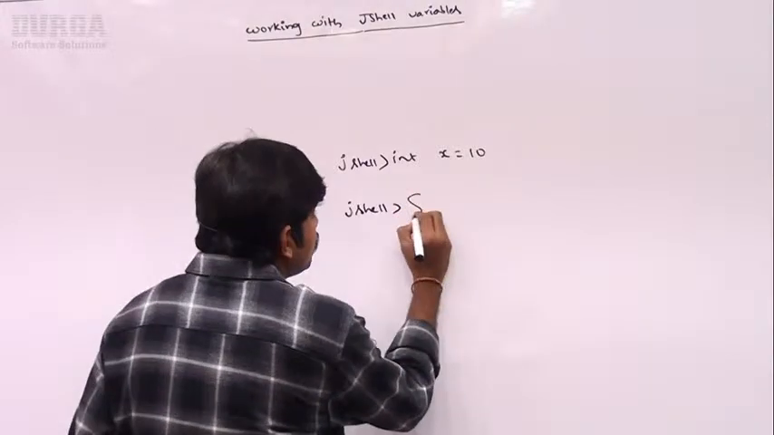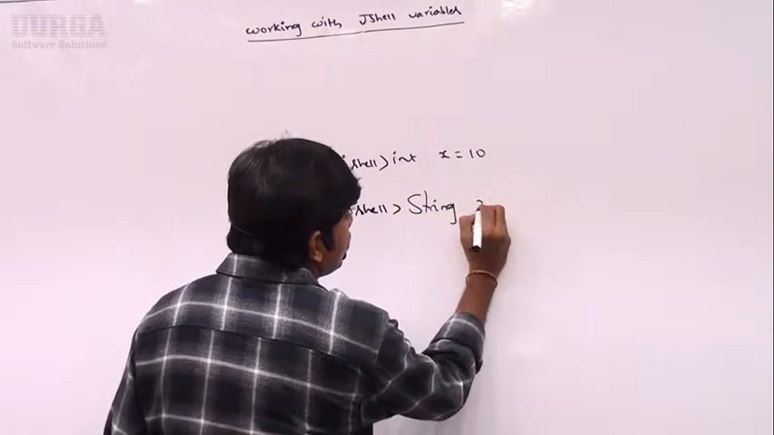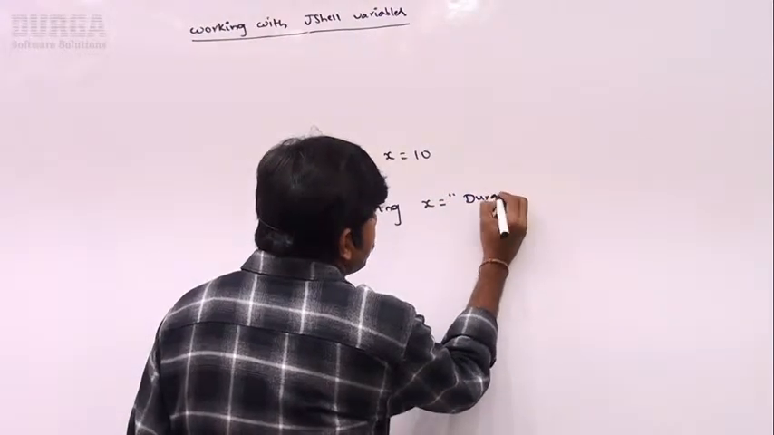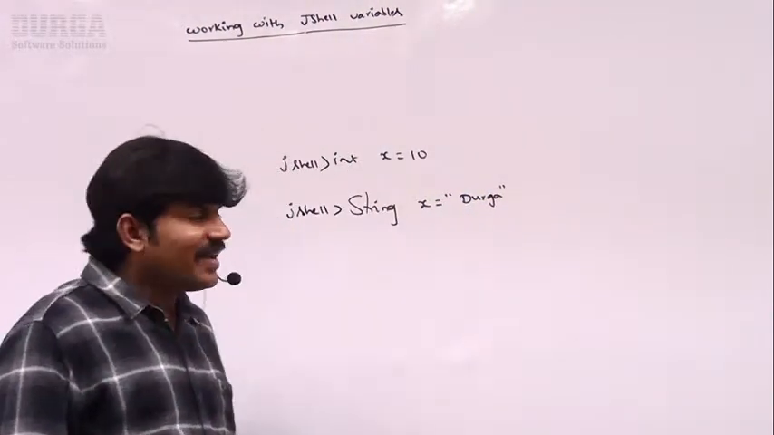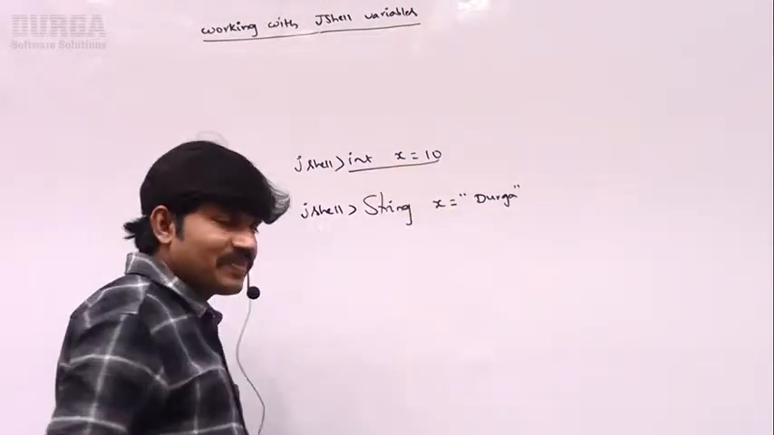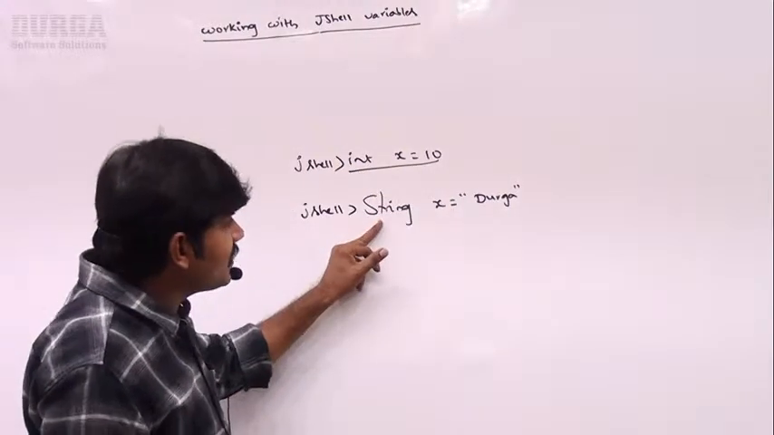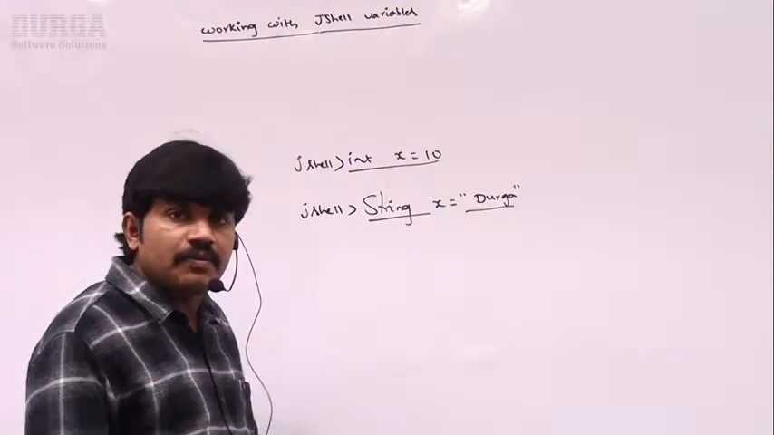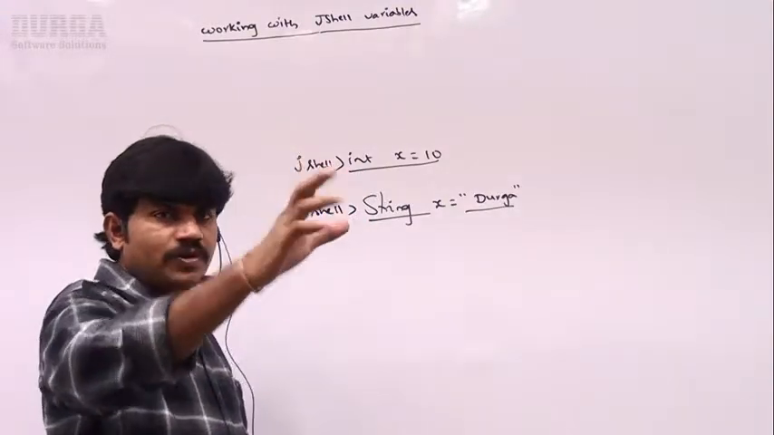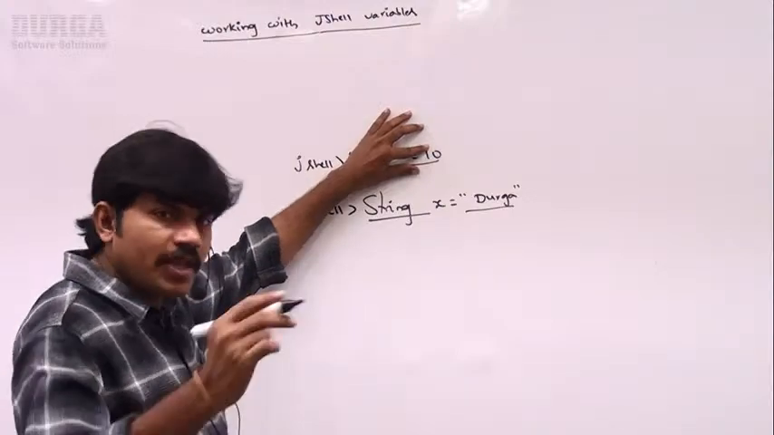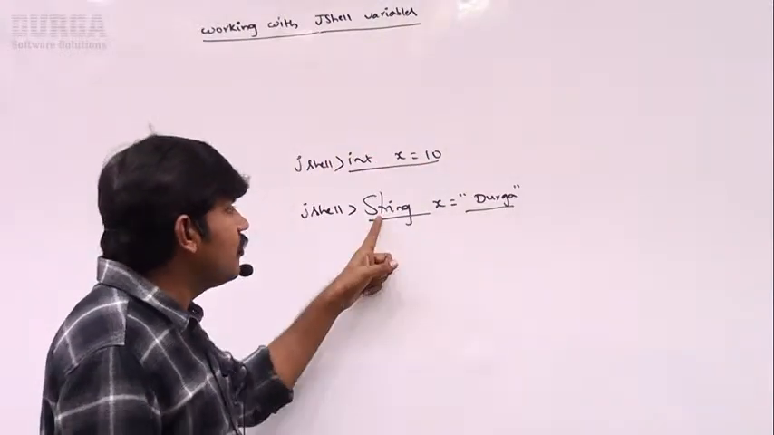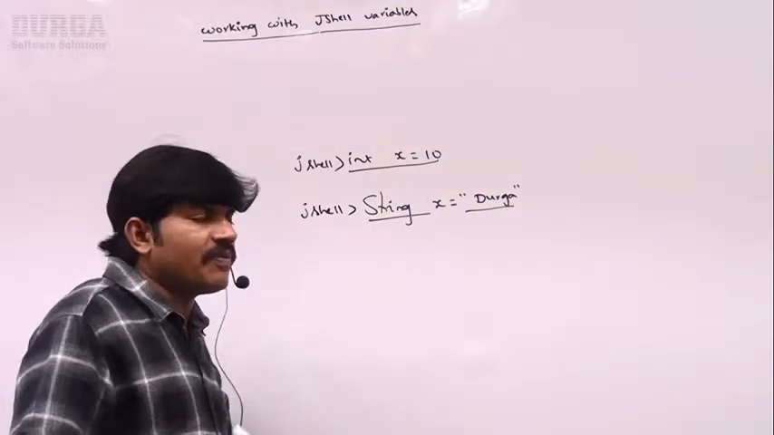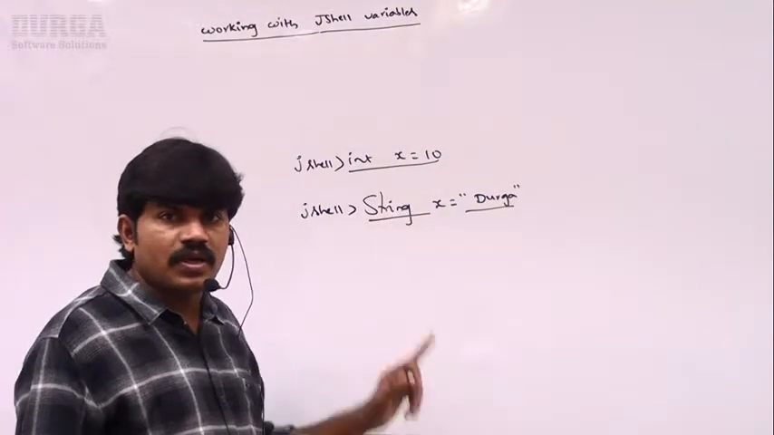Suppose I am taking string x is equal to some Durga, like this I am asking. Observe that. Already int x is there. Now I am asking string x is equal to Durga. So they are completely different types. What will happen, sir? Very simple. This copy will be overridden with this copy. Sir, after this line, from now onwards, the variable available to JShell is this variable only.